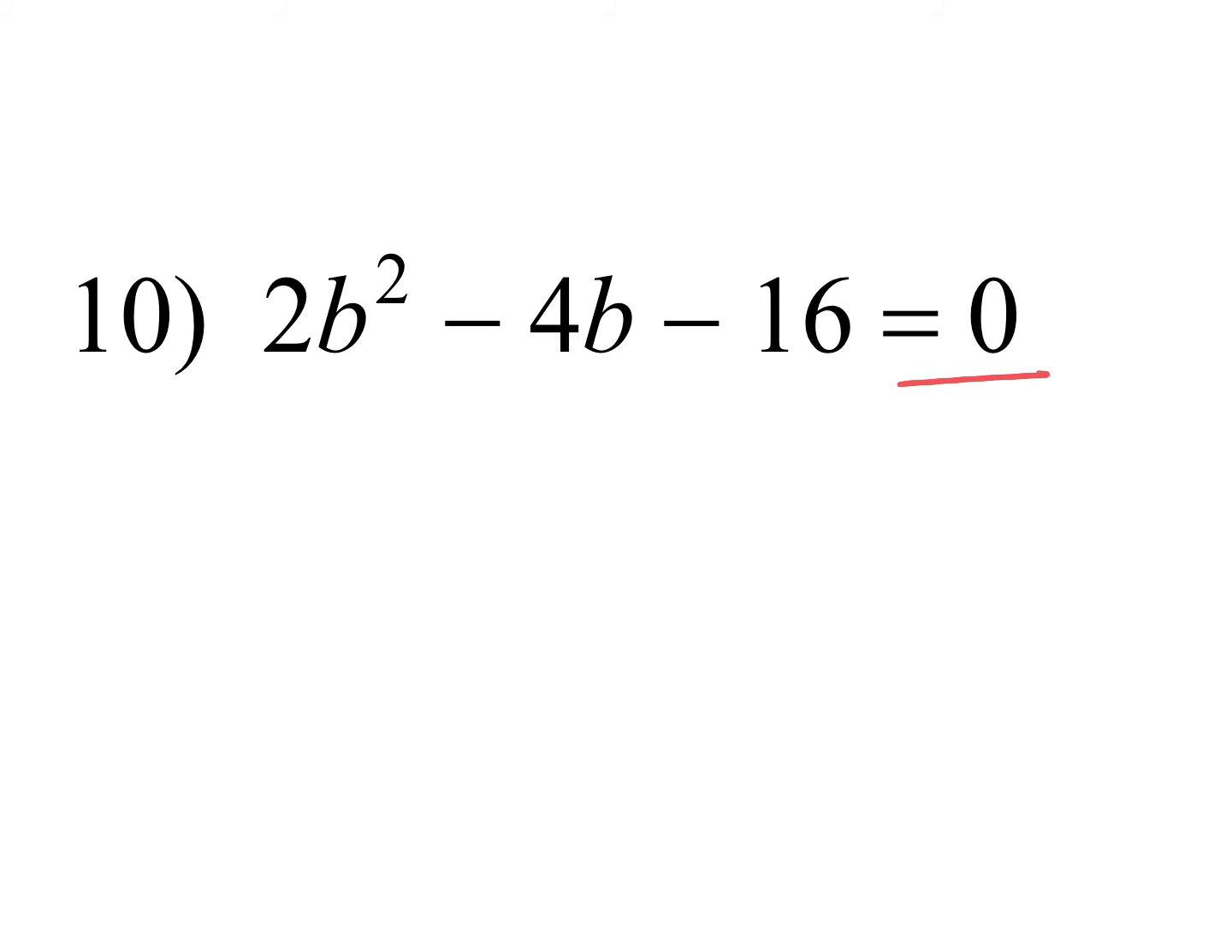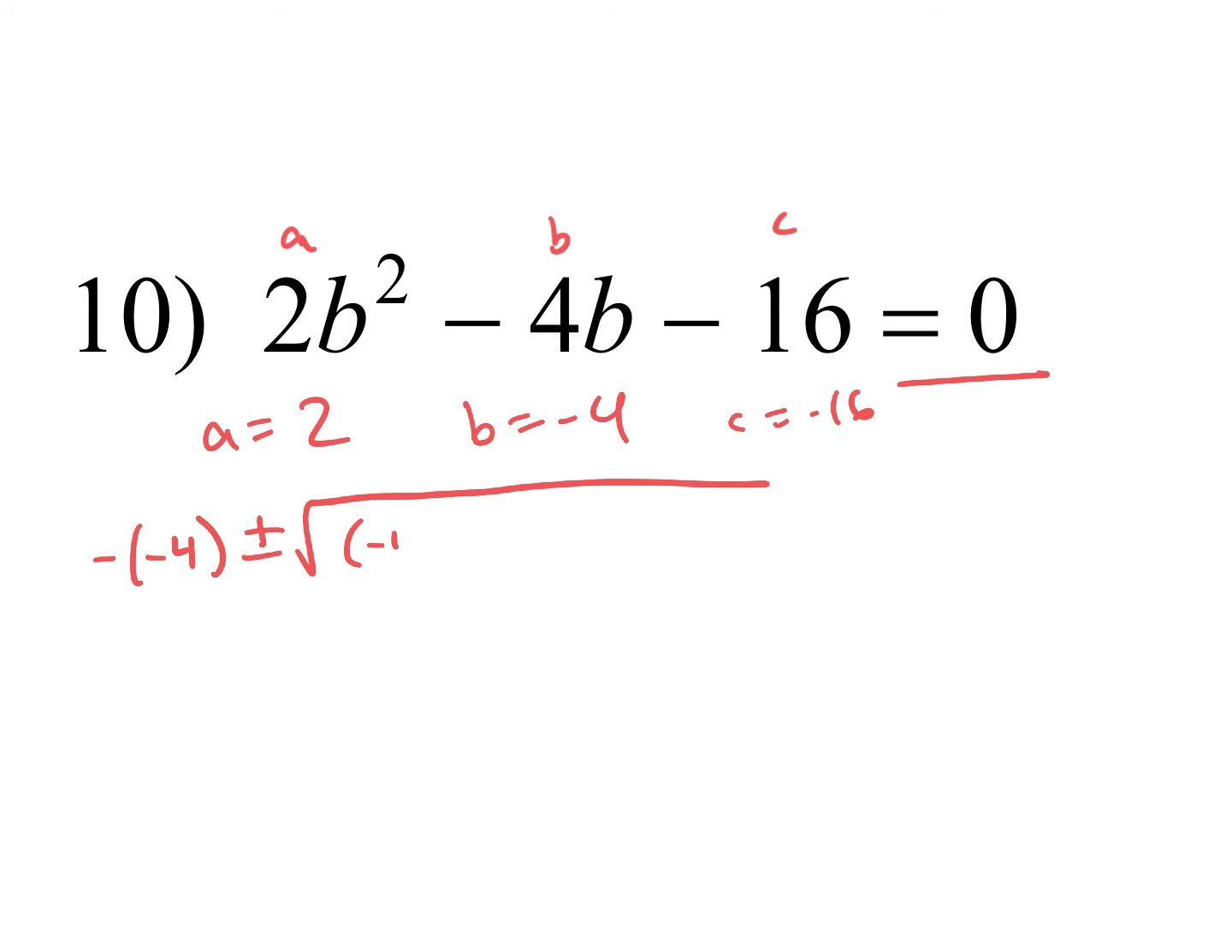So it's equal to 0, so I can just list my a, b, and c. What's a? What's b? And what's c? Perfect. So plug it in. I have negative b, so negative 4, plus or minus the square root of b squared minus 4 times a times c, over 2a.